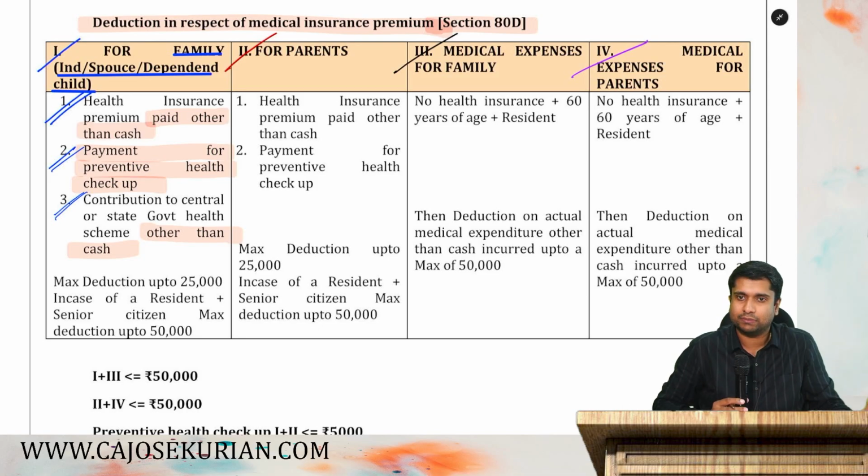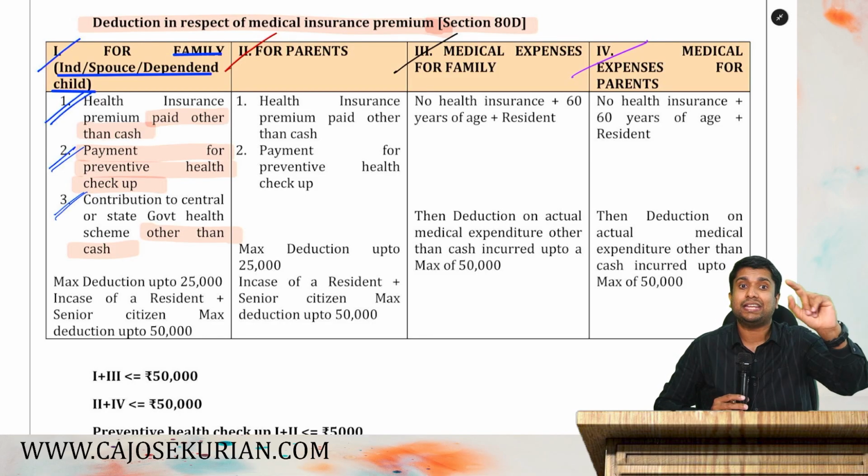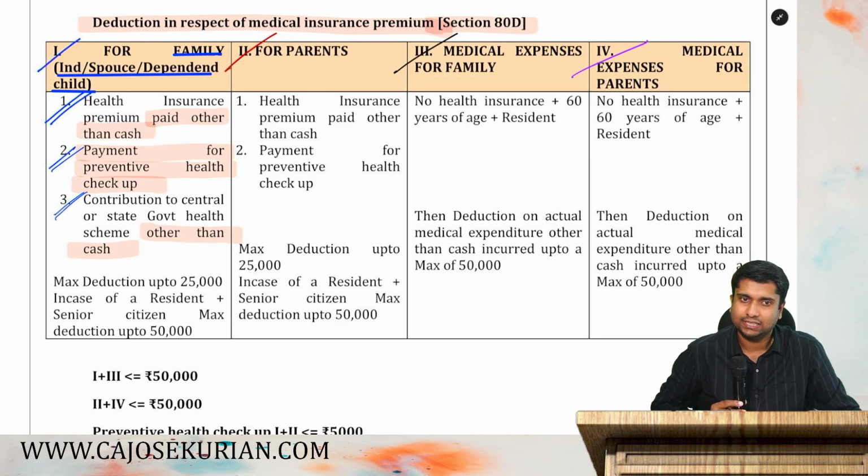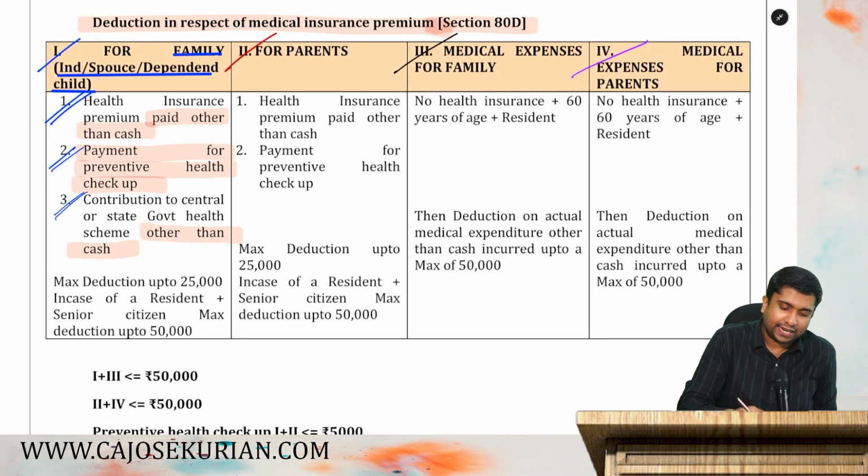There are health schemes introduced by the CG and SG. You are making a payment to that, but the payment has to be in any mode other than cash. You will get it as a deduction. So these are the 3 items covered under category 1.